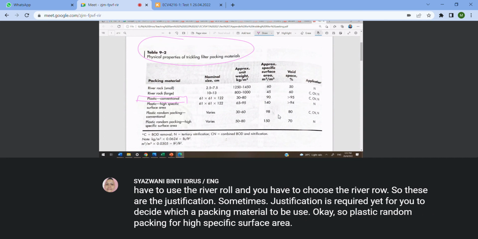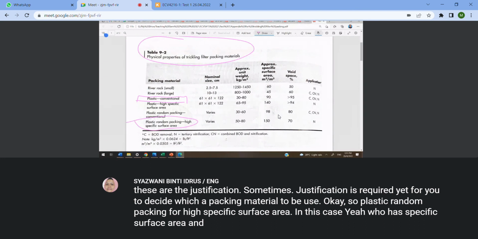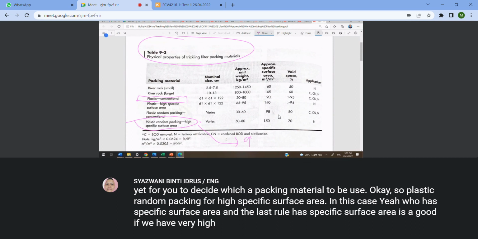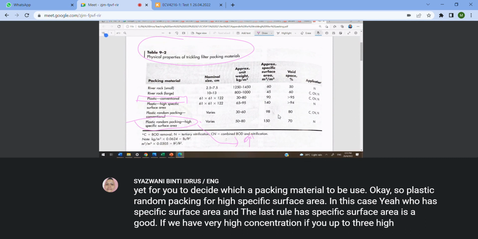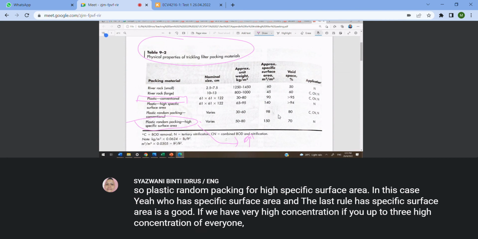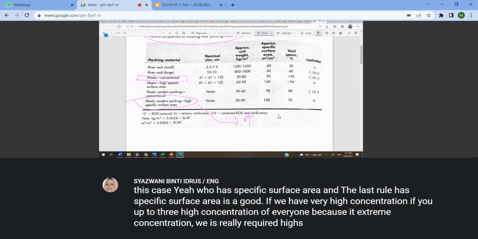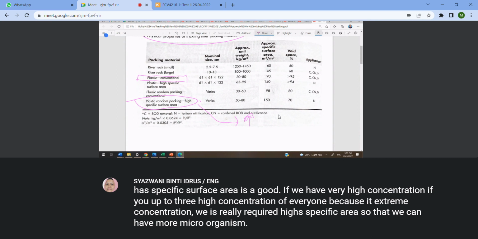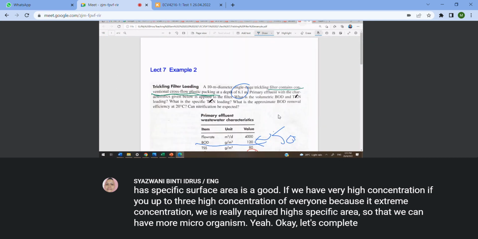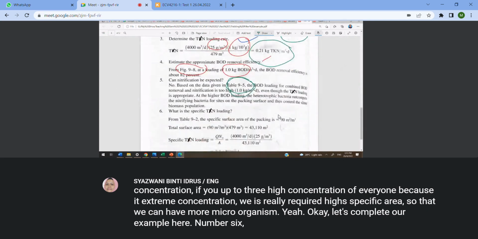In this case, for high specific surface area, the last row, high specific surface area is good if we have very high concentration, if we are to treat high concentration of effluent, because at extreme concentration, a high specific surface area is really required so that we can have more microorganisms. Okay, let's complete our example here, number 6 just now.